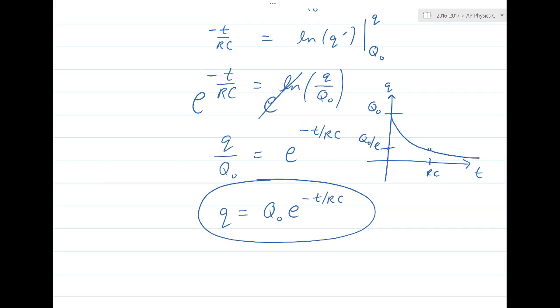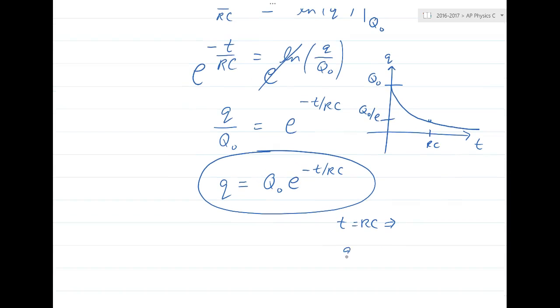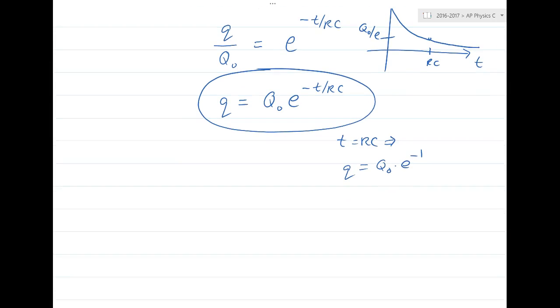Okay? Because if you think about it, when t is equal to RC, we didn't do this in the last video, but just check this out. When t is equal to RC, q is equal to Q naught times e to the minus 1, which is just Q naught over e. So that's how we know that we have 36% of the original charge. And finally, we can derive an expression for the current, because I is just dq/dt, and so that's just going to be negative 1 over RC times Q naught e to the minus t over RC.